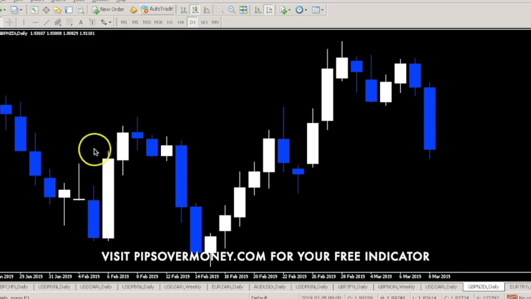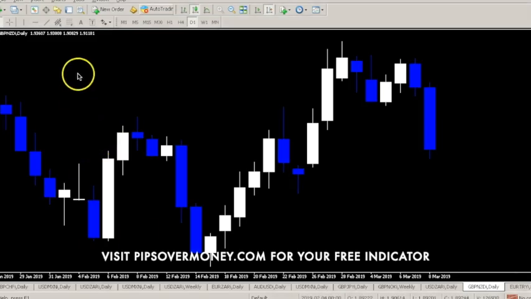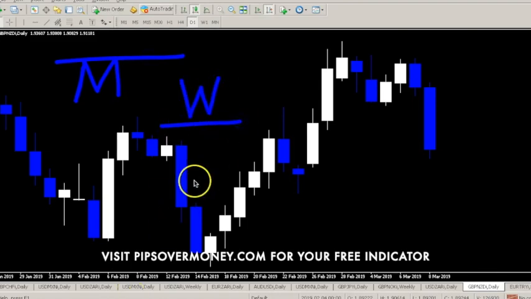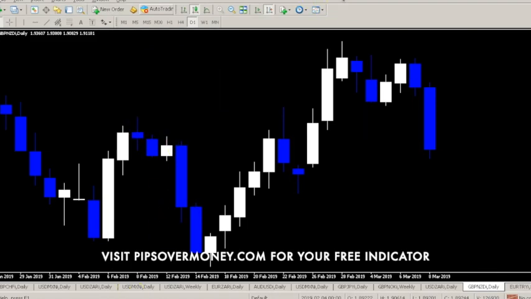Just to give you a little bit of background so that you understand, an M formation is typically what we would look for at resistance, and a W formation is what you would look for at support. Another thing to dig into even further, don't expect it to be a perfect M every time. They're not going to look alike. They may look like this, they may look like this.